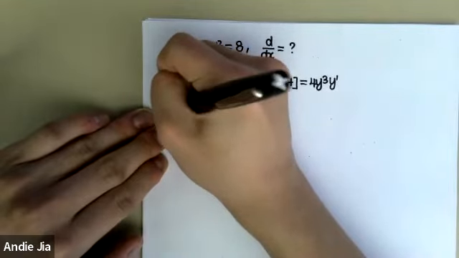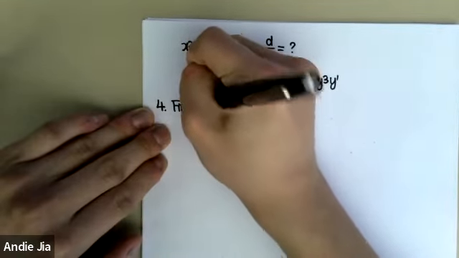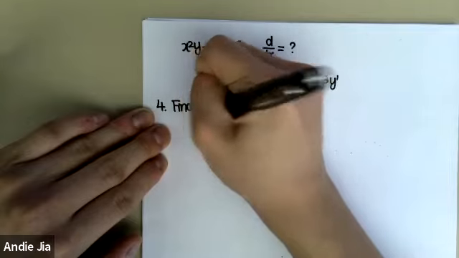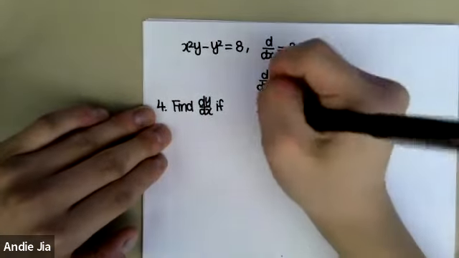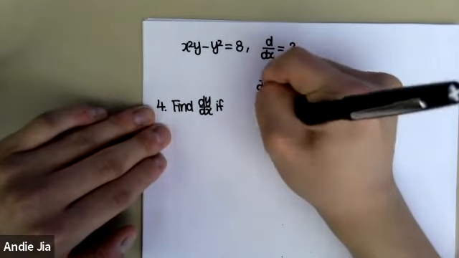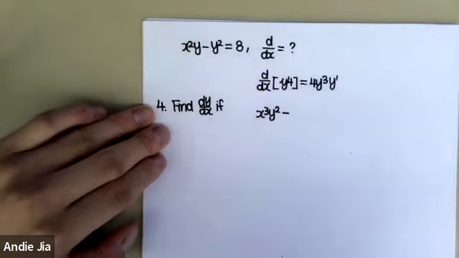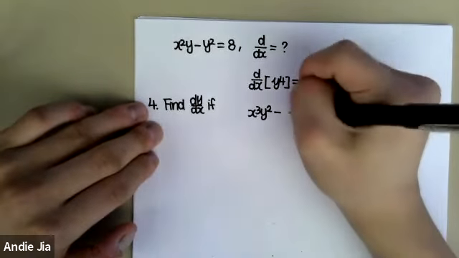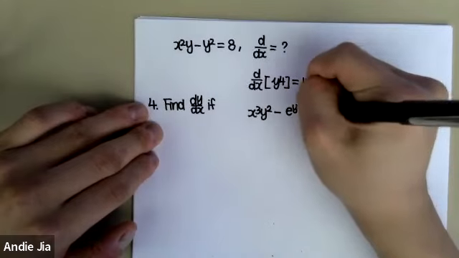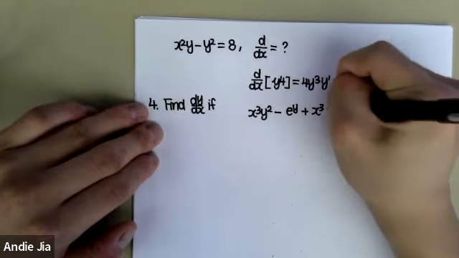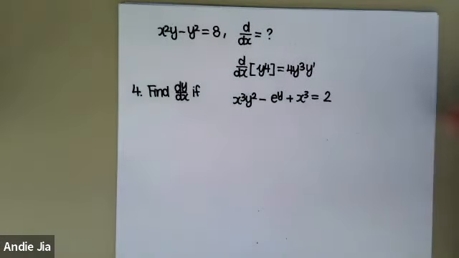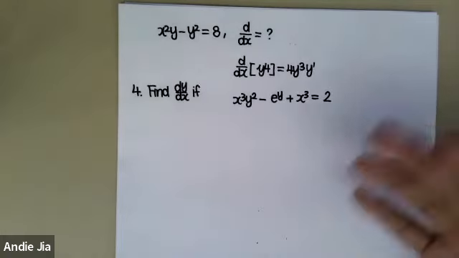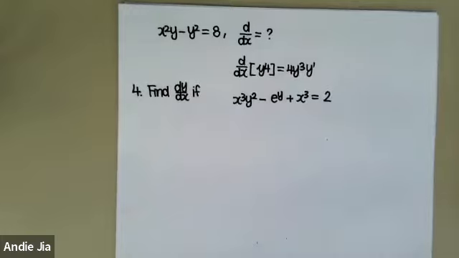So this is going to be, I think, problem 4. Find dy/dx if x cubed y squared minus e to the y, plus x cubed equals 2, just a random equation. And now you want to find what is dy/dx. So what is the expression?